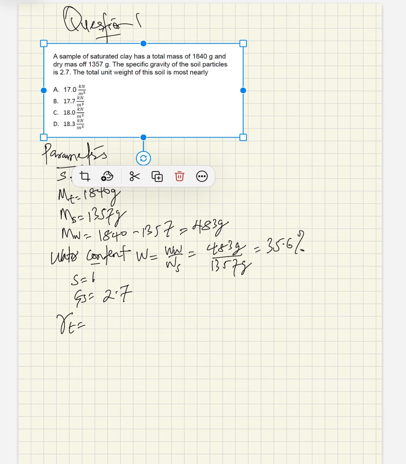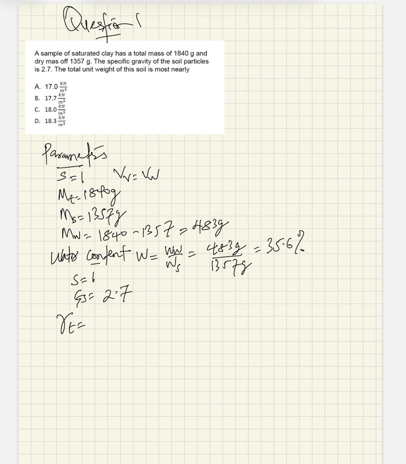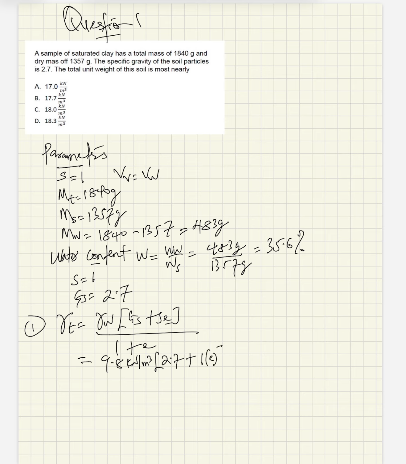the equation we have to use is this equation, based on the parameters we are given. If you bring out the equation we used earlier, the equation to be used is going to be: the unit weight of water times (Gs plus S e) over 1 plus e, for total unit weight. So it goes to 9.8 kilonewton per meter cube times (Gs 2.7 plus S, which is 1 because it is fully saturated, times e) all over 1 plus e. So we don't know e.